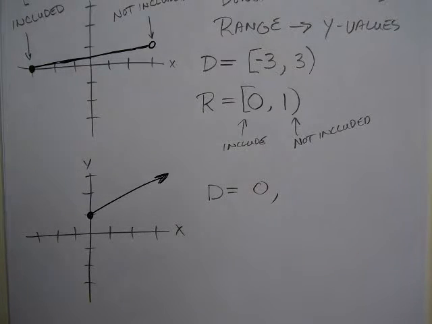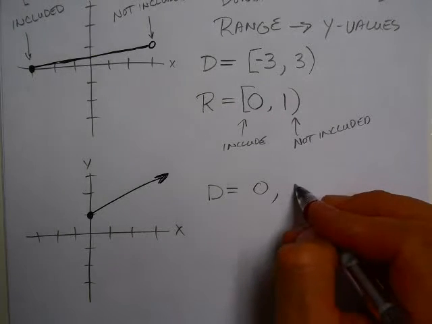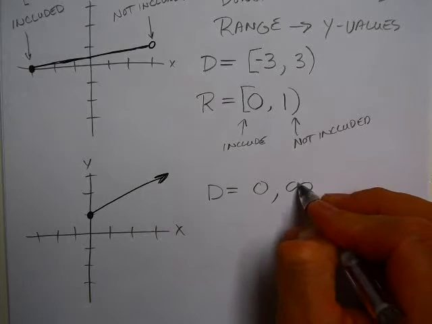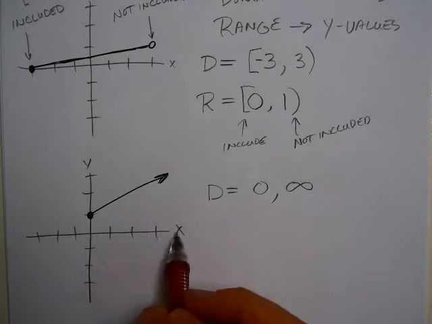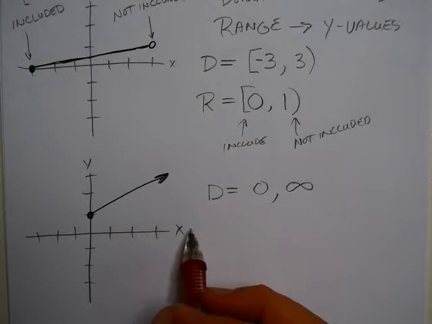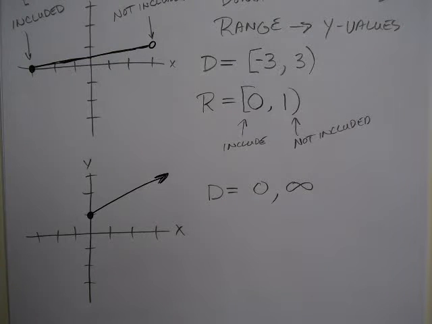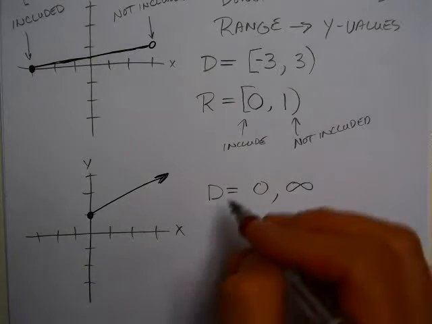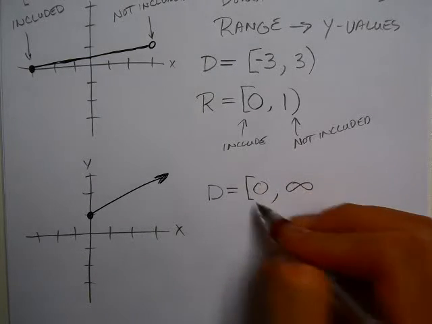And where do they end? They don't end. What number is they don't end? Infinity, right. It doesn't end. So it goes from 0 to infinity. All the x values from 0 to infinity. Now, is 0 included? Yeah, it looks like there's a solid dot there.